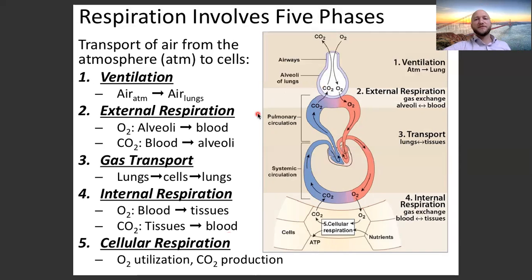So respiration has five phases. I recommend practicing telling this story. This is kind of the big picture goal, and everything else we're talking about is kind of like details around how we get this done. So be able to tell this story, know the five phases.